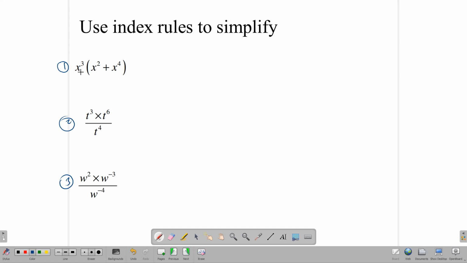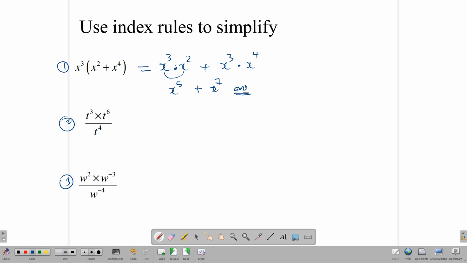So here we have x to the third times this bracket. We're multiplying using the distributive law. x to the third times x squared would give us x to the third times x squared, I'm going to use a dot, plus x to the third times x to the fourth. Now we have x to the third times x to the fourth, same base, so we can simply add the powers. So it gives us x to the fifth power plus x to the third times x to the fourth. We add those, 4 plus 3 gives us x to the seventh power.